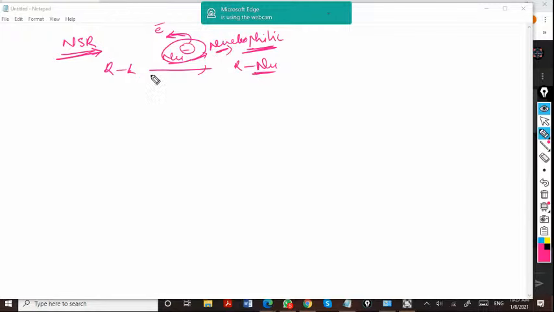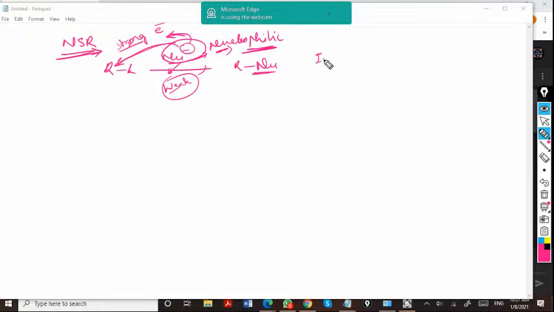If it is a more effective nucleophile, with more tendency to donate the electron density, then it is said to be a strong nucleophile. When it is not able to donate the electron density, then it is said to be a weak nucleophile. So, strong nucleophile and weak nucleophile.